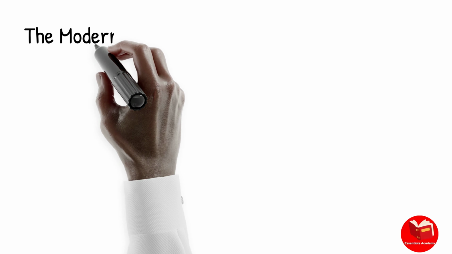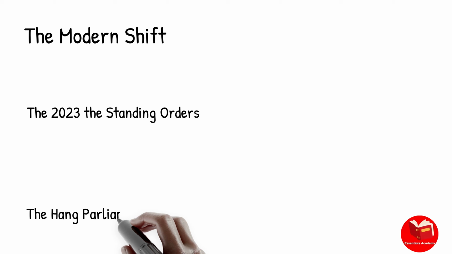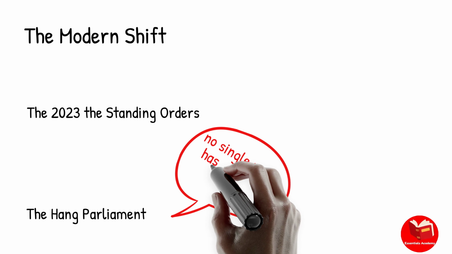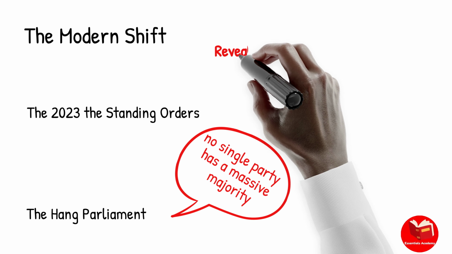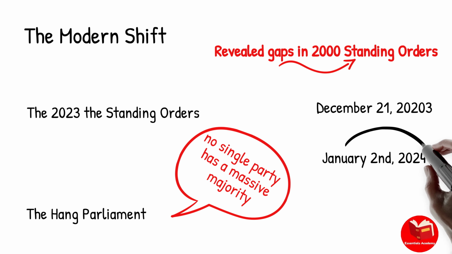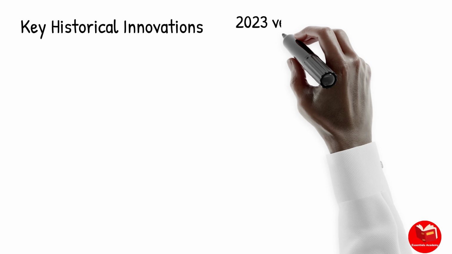Number 4. The modern shift, the 2023 standing orders. In recent years, the hung parliament, where no single party has a massive majority, revealed gaps in the 2000 rules. This led to the adoption of the new standing orders on December 21, 2023, which took effect on January 2, 2024. There were key historical innovations in the 2023 version.